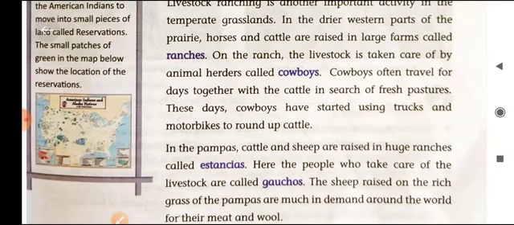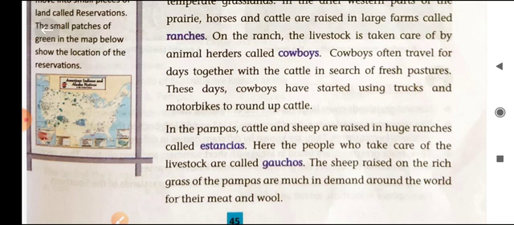In the pampas, cattle and sheep are raised in huge ranches called estancias. Here, the people who take care of the livestock are called gauchos, like cowboys. The sheep raised on the rich grass of the pampas are in much demand around the world for their meat and wool.